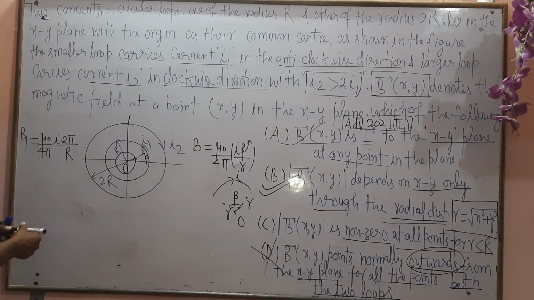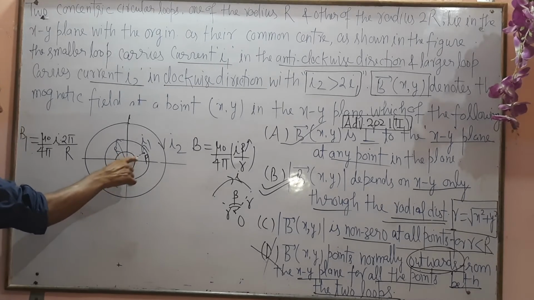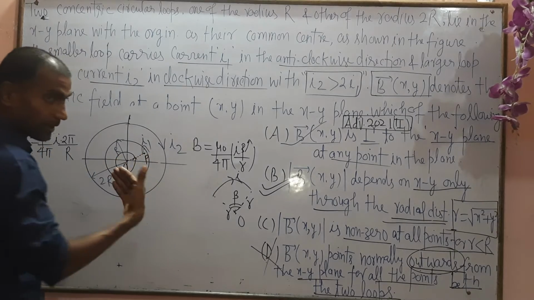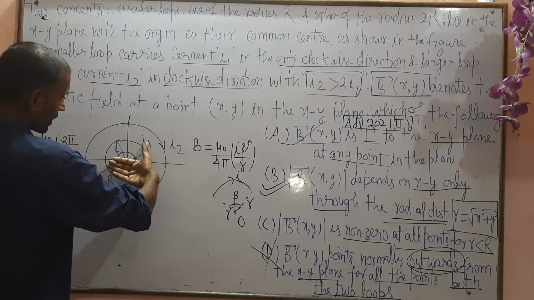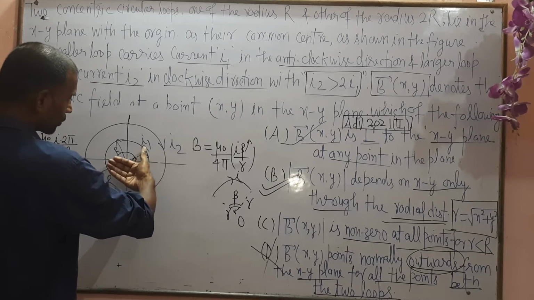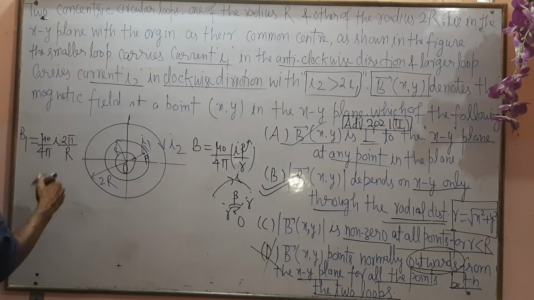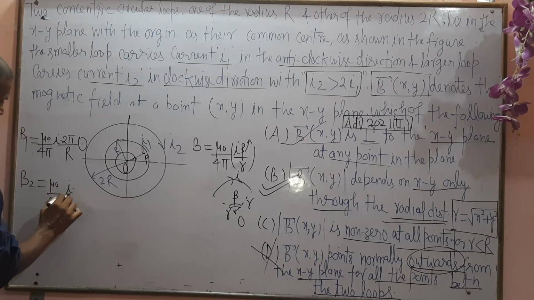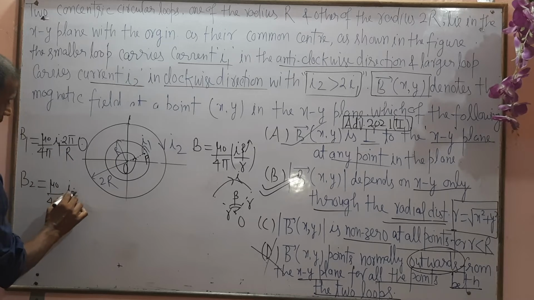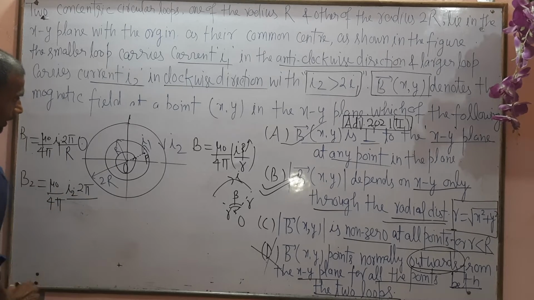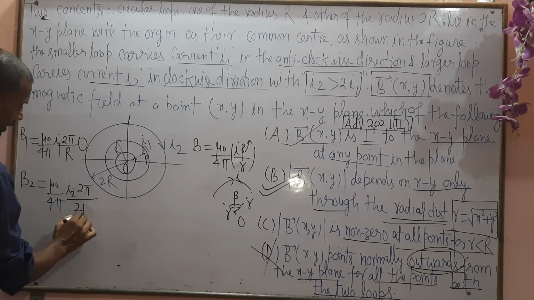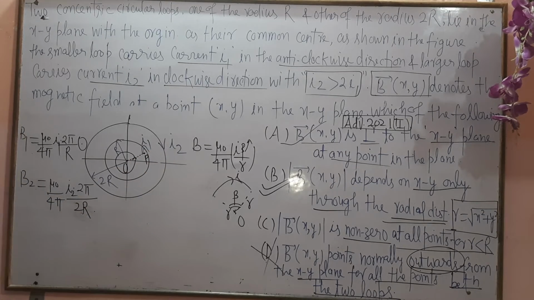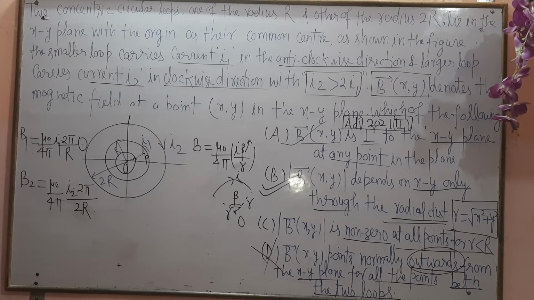And the direction of the magnetic field at the O point due to I1: by Fleming's right hand rule, this is the current I1. So the direction of the magnetic field at O point due to I1 is the outward direction. And B2 equals mu naught by 4 pi, this is I2, into 2 pi divided by the distance 2 times of R. So this is B2.